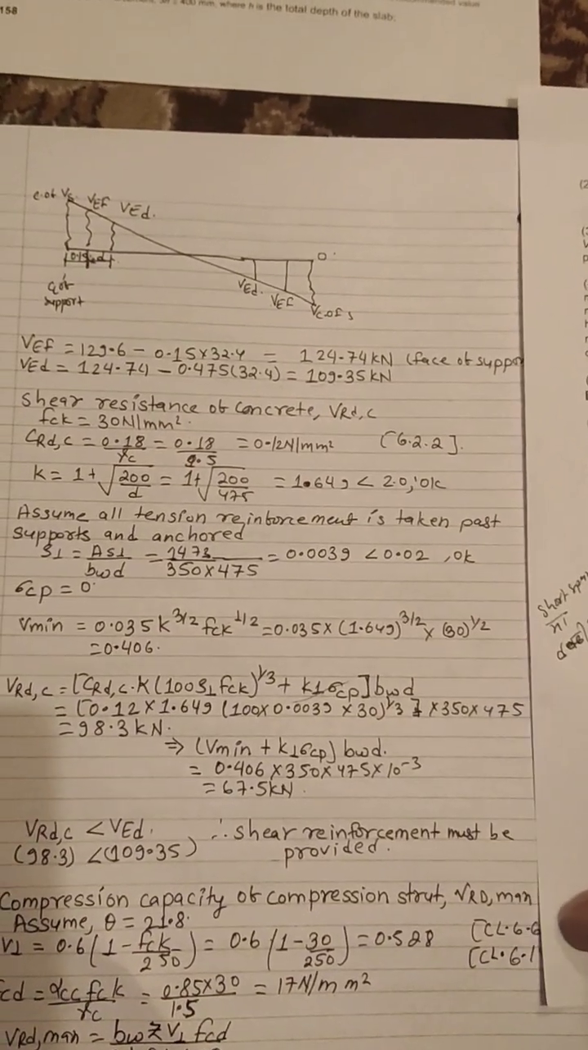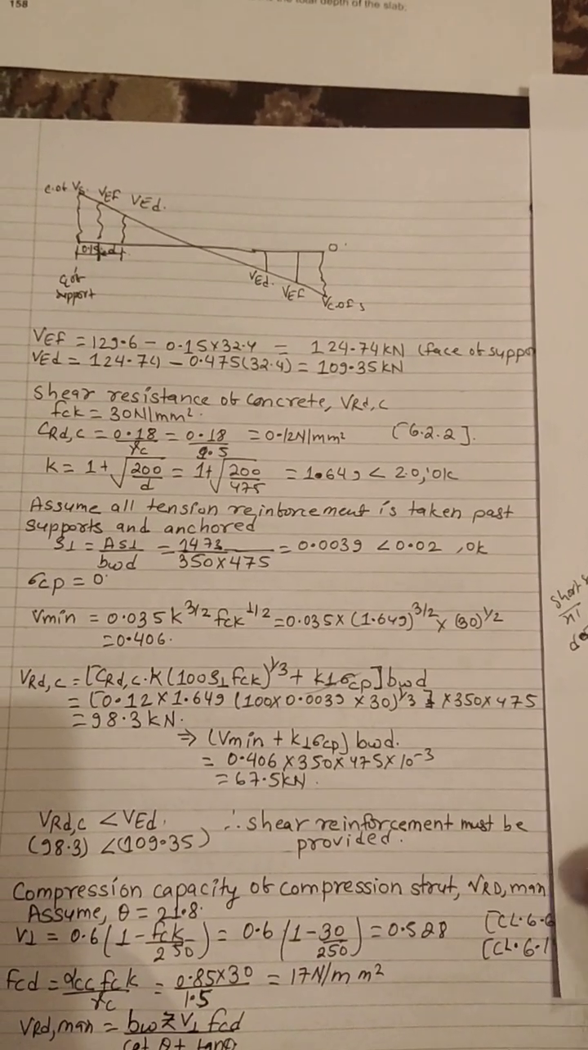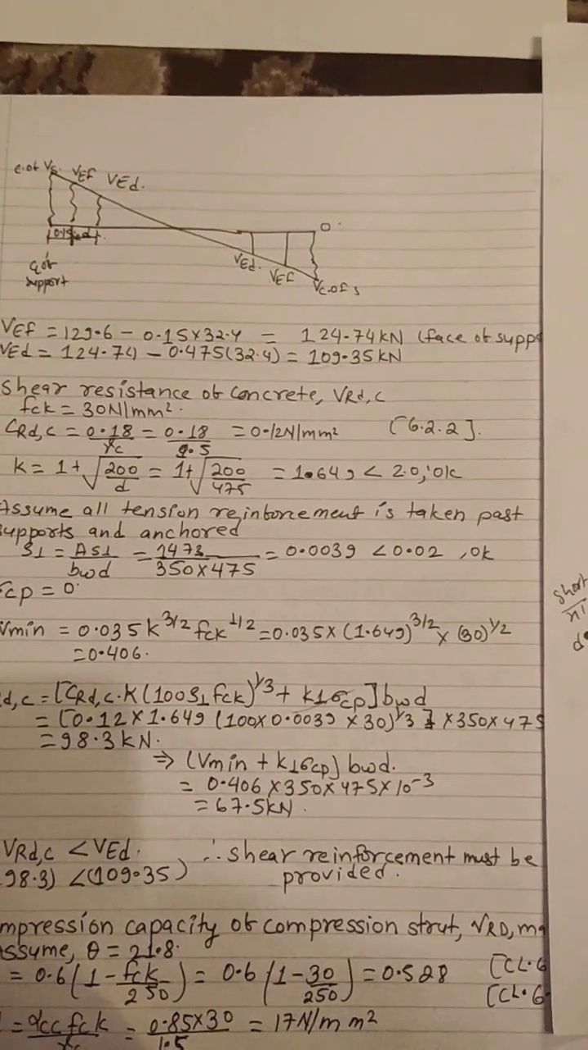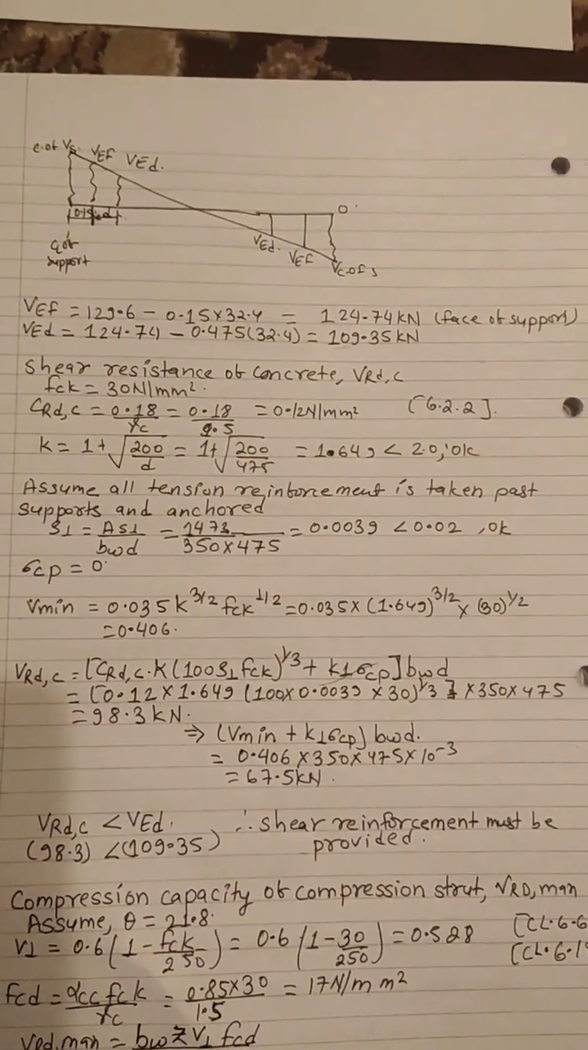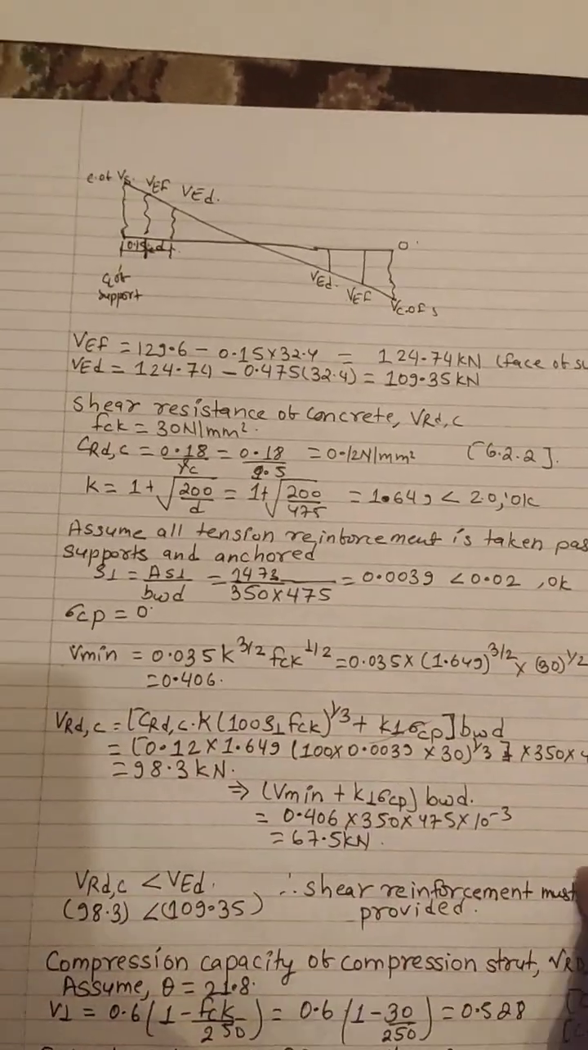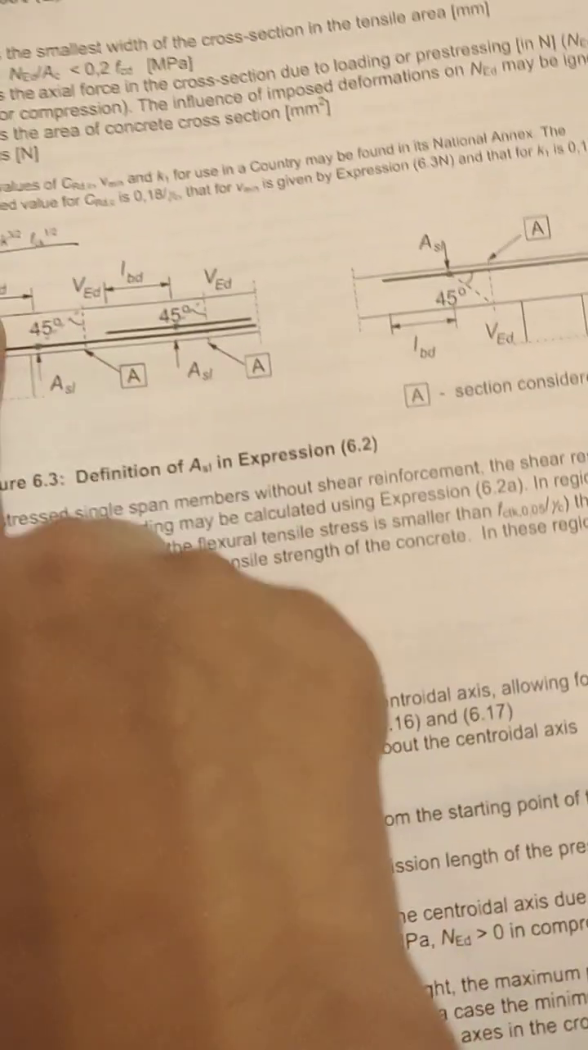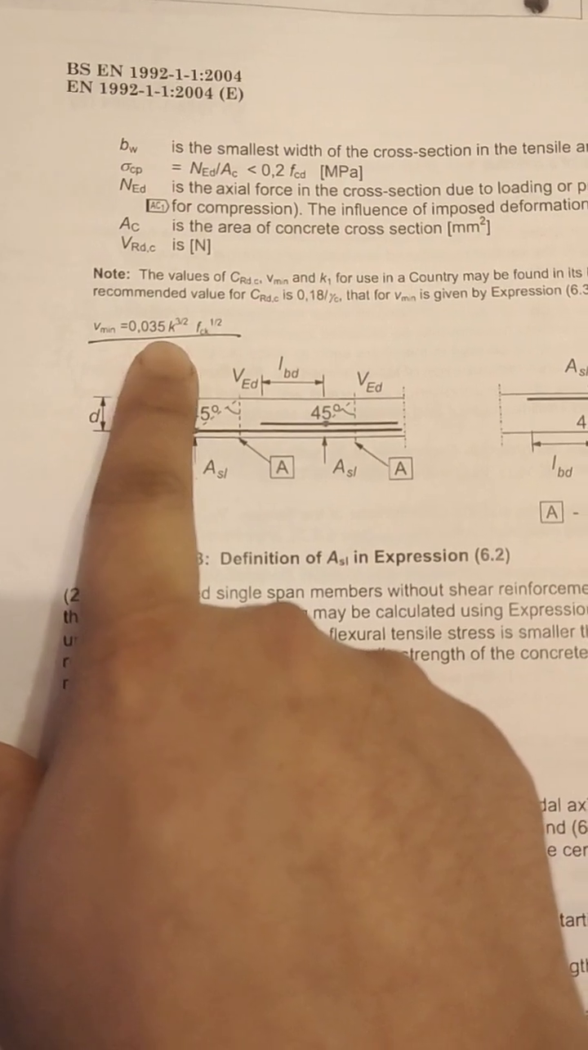And we assume that all tensile reinforcement is taken past the support. So we have del 1 as EST by BWD. It is given, we have calculated it is less than 0.02, okay. And del CPN ED by AC is equal to 0. So now we calculate the P minimum. We calculate the P minimum as 0.035 K^(3/2) by 2 FCK.